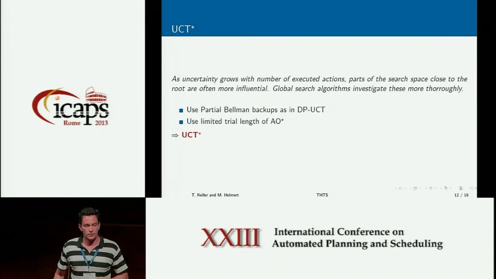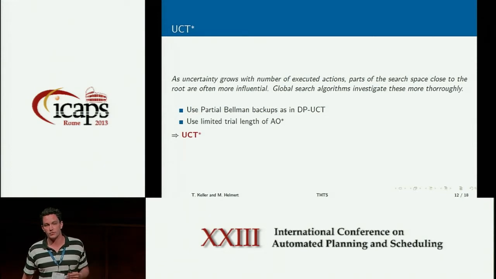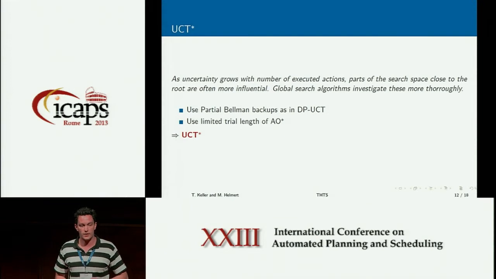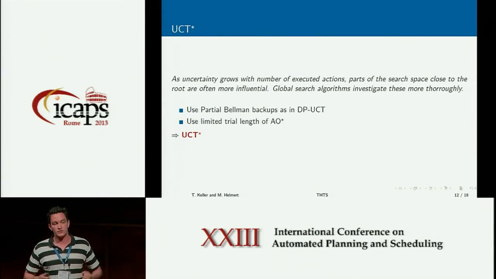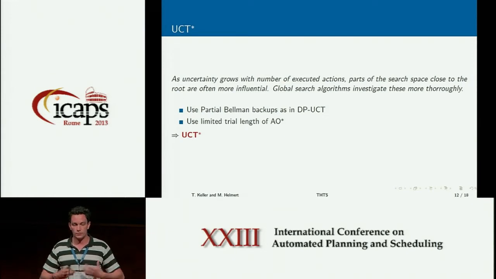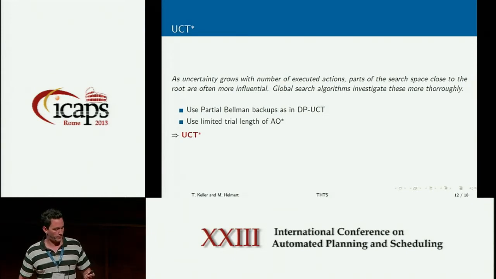The second algorithm is built on top of DP-UCT, so it has the same changes as I presented right now, but it additionally simply stops the trial whenever new information is available. So this is basically only a very, very small adaptation, and yeah, we can more or less regard it as a hybrid version of UCT and AO star.